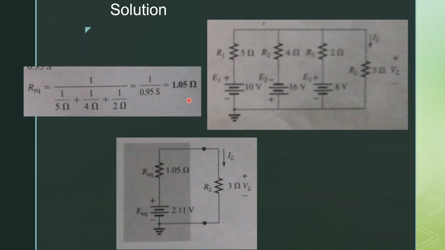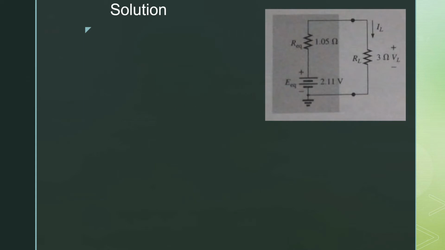Now we have the value of E equivalent, we have the value of R equivalent. Now we can find the value of VL and IL through RL. You can see from the figure that this is a simple series circuit.